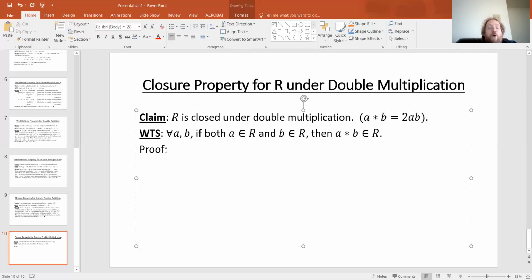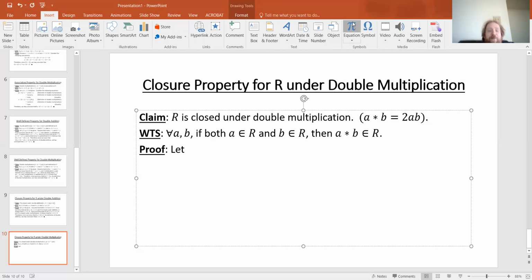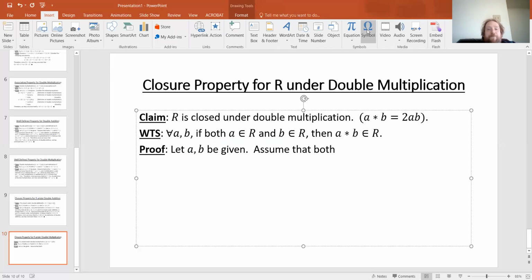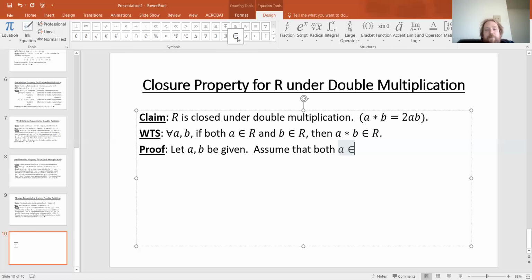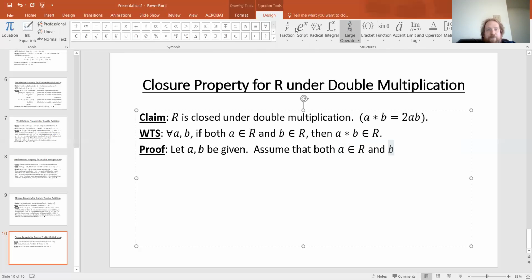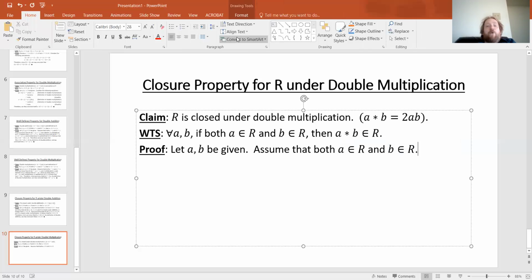To prove this, we have a quantified if-then statement that we are trying to prove. Because it begins with a for all quantifier, our proof begins by letting A and B be given. Because we have an if-then statement, we assume the if part and we try to prove the then part. Assume that both A is a member of R and B is a member of R. Now, we want to show that A star B is a member of R.